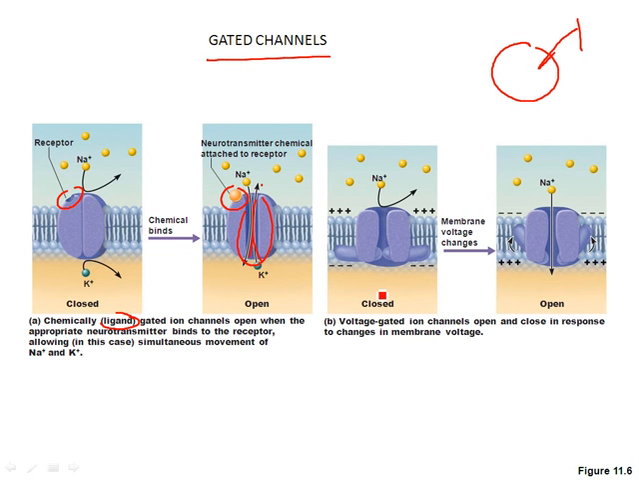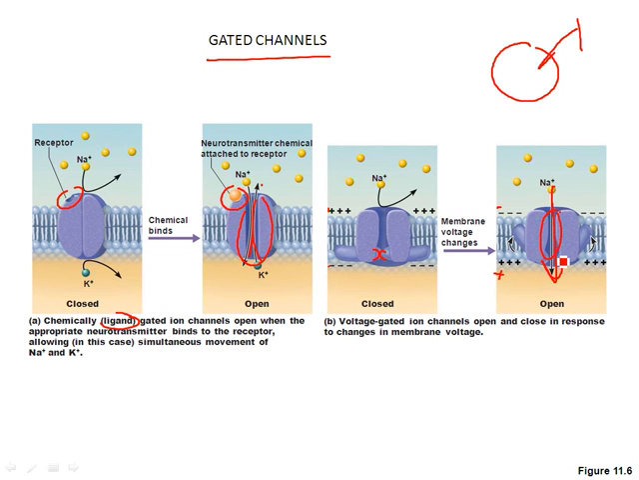Voltage gated means you have a channel and it's closed right now, and this is your battery. You've got your pluses here, your minuses here. As the voltage changes, you can see its reverse polarity. It's negative down and positive here. As that voltage has changed, it's opened up the channel, and now the sodium can flow through.